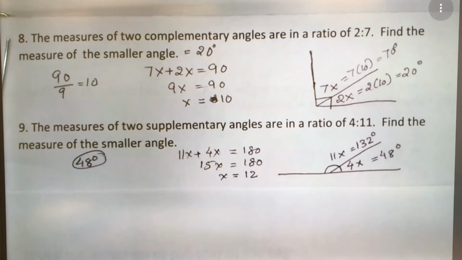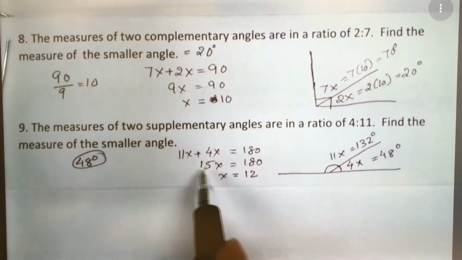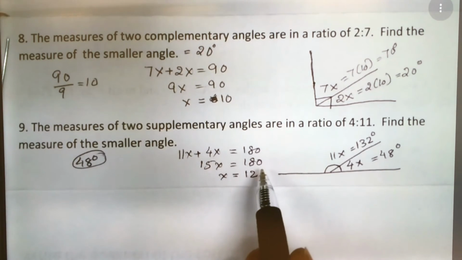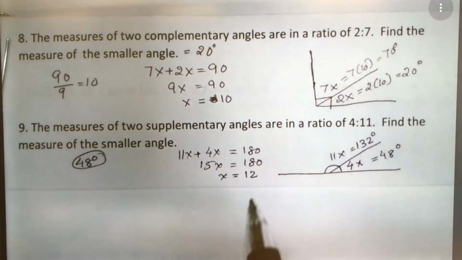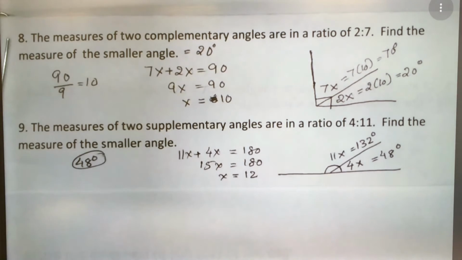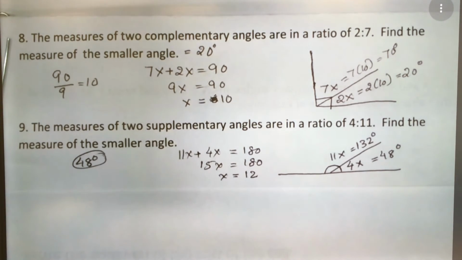As in the previous question, we can use the same idea of the ratio. 4 is to 11. That means one angle will get 4 pieces and the second angle will get 11 pieces. That means there are a total of 15 pieces. So divide by 15. 180 is the total. So 180 divided by 15 is 12. That means one piece is 12. So we are doing the same logical thing using the algebraic method.